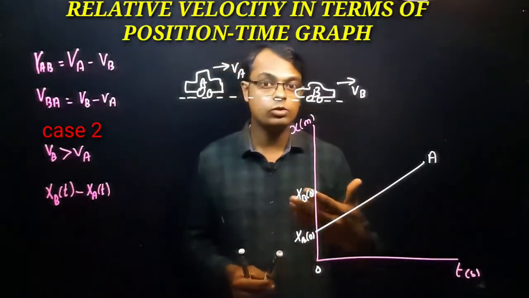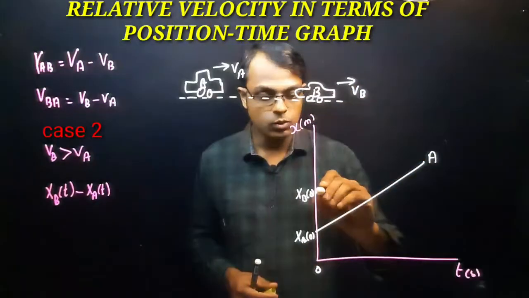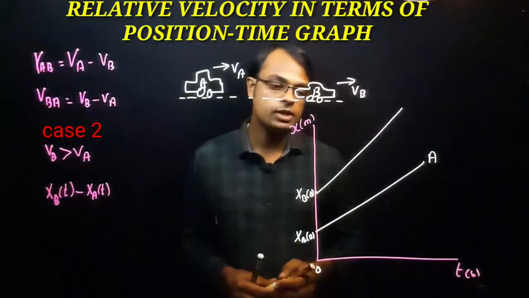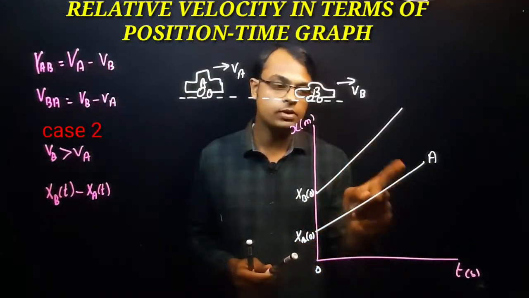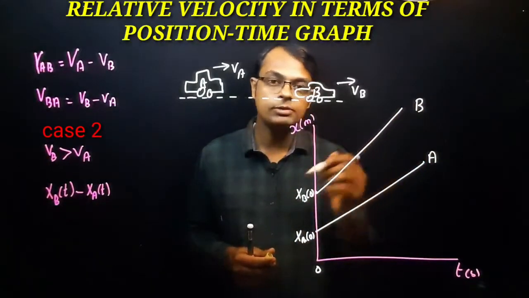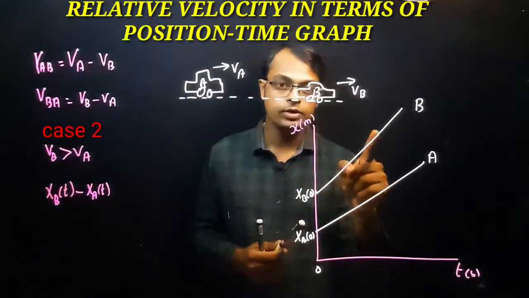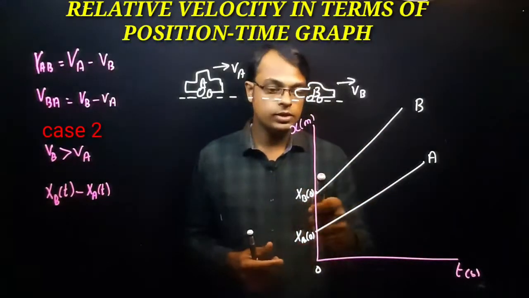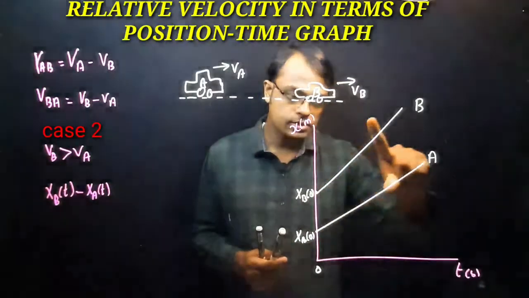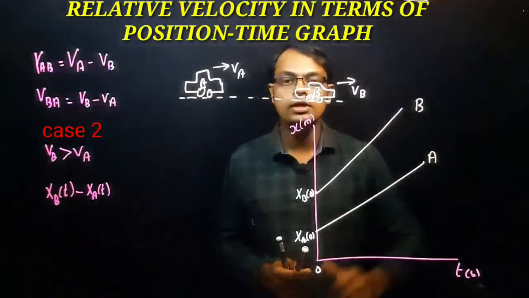Now after some time, what may happen? The relative separation increases. So you can draw the graph like this. You see what is happening here? This one is steeper than A, and this is the graph for B. This is more steep. And as you already know, the slope of the position-time graph is equal to velocity. So here the slope is more, so the velocity is more. Now you can see the relative separation increases.